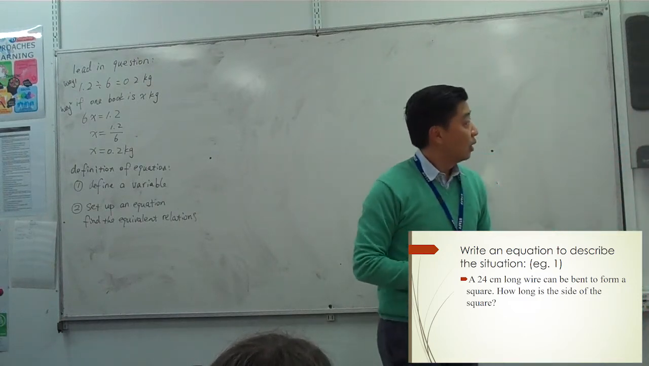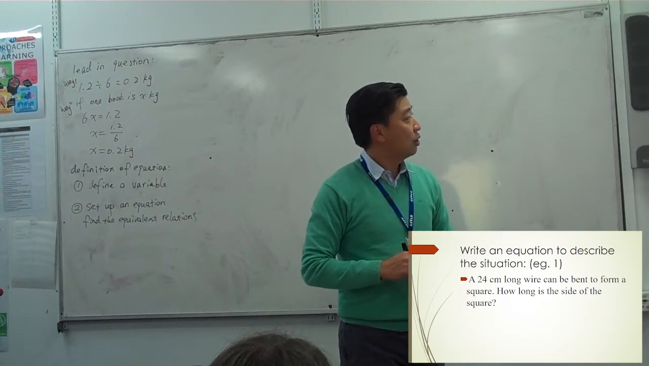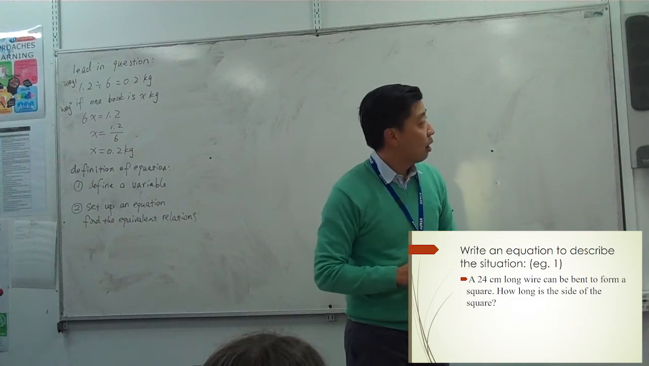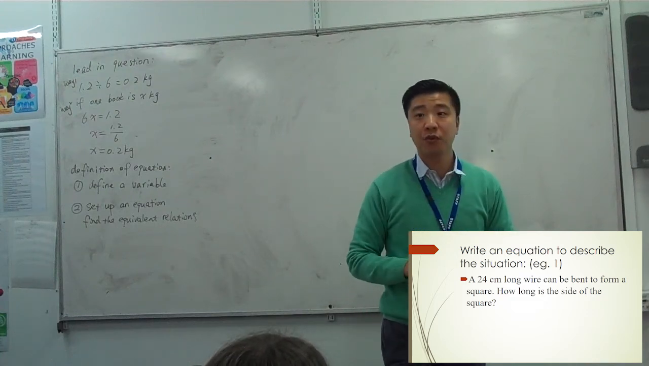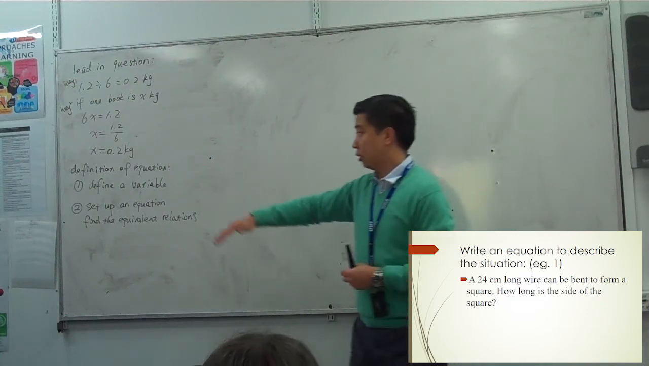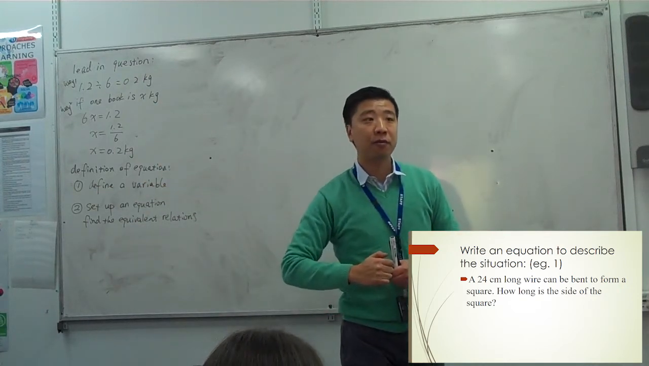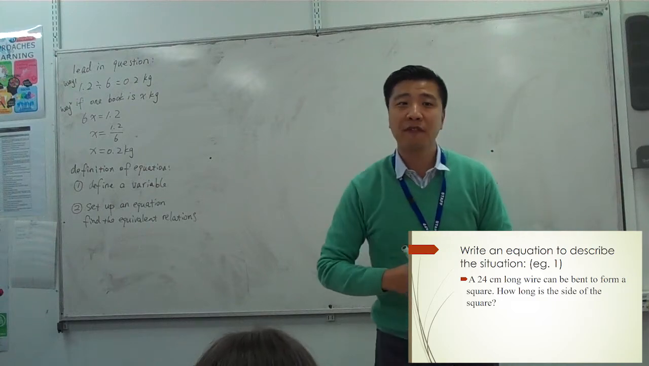Okay, now we want everyone to have a look at the example. Example 1. A 24 centimeter long wire can be bent to form a square. How long is the side of the square? Okay, so let's follow these steps. Firstly, we need to define a variable. Which one could be the variable?